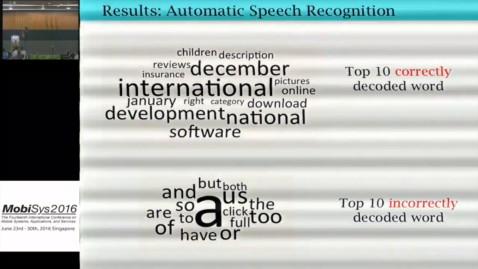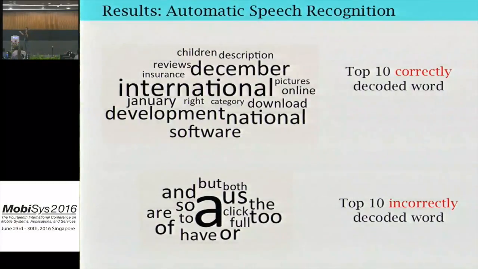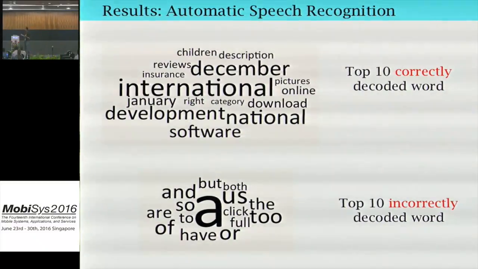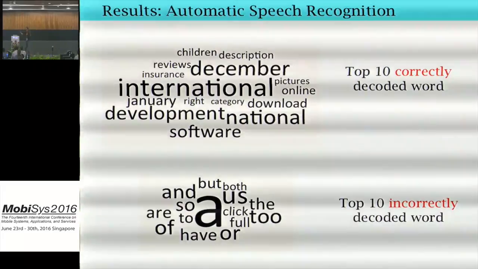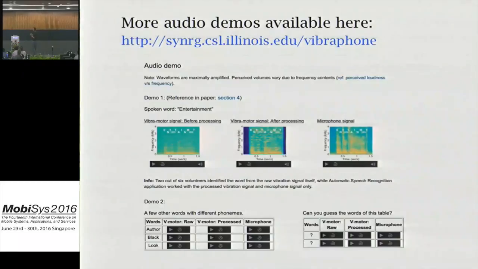Here is a word cloud of the top 10 correctly decoded words by the automatic speech recognition software. Intuitively, the longer the word, the easier it is to detect by the vibration motor. These are the top 10 incorrectly detected words, and the smaller the word, the harder it gets. We have lots of examples on the project website, where you can check out the different words and how they come off when recorded by the vibration motor.